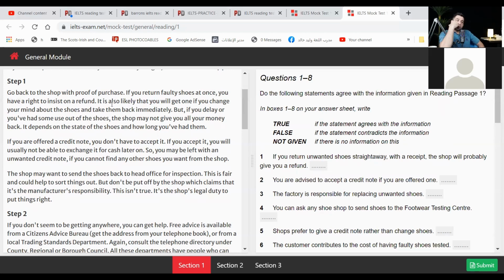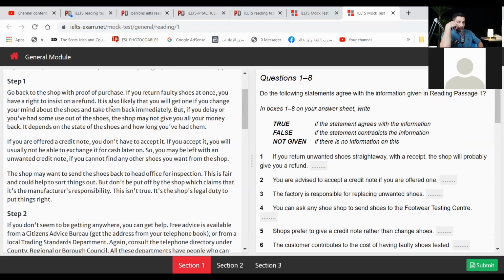It's also likely that you will get one if you change your mind about the shoes and take them back immediately. Is there a replacement? The concept about this phrase is a replacement, if you want to replace it. But if you delay or you've had some use out of the shoes, the shop may not give you all your money back. It depends on the state of the shoes and how long you've had them.